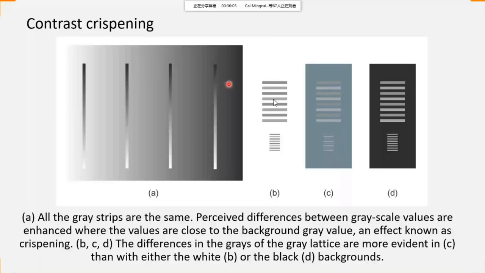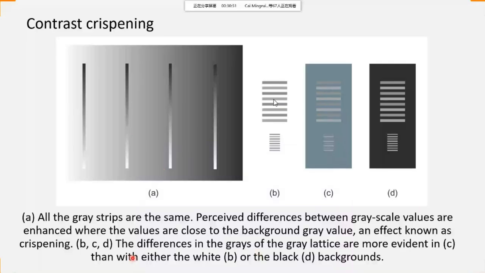That means with a lower contrast, you see more differences, which is not what we usually expect. We always expect that the highest contrast is the best. That's not true. Depends on the situation. And also here in the middle, if the background and the strip are similar, you see more differences. Same is true here. If you compare this part with that part, you see more differences here, because the background and the foreground, the background and the strip are more similar. And this is called crispening. A quite interesting phenomenon.